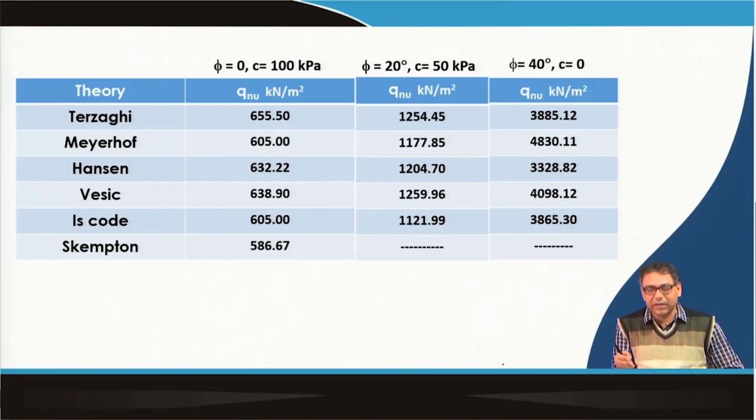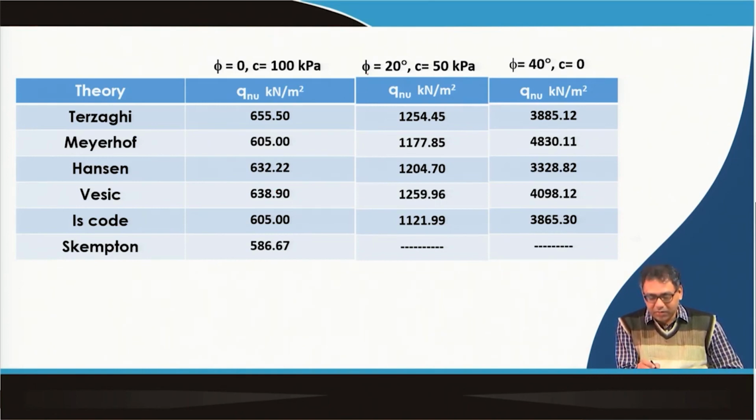I have taken different values and compared the bearing capacity values for different theories. You can see that for phi equal to 0, that means cohesive soil, where I can use Skempton, the Skempton equation gives the lowest value and the other theories give more or less similar values. The IS code and Meyerhof give the same value because their factors are similar. Then Vesic and Hansen give similar values, because they are similar types of equations. Terzaghi gives a slightly higher value.